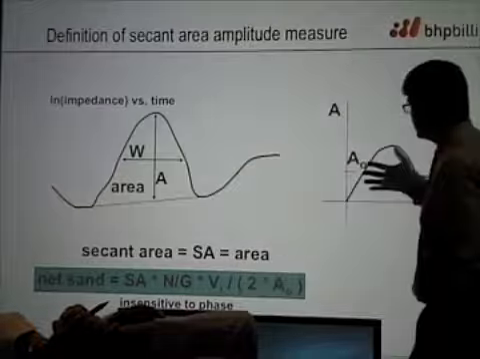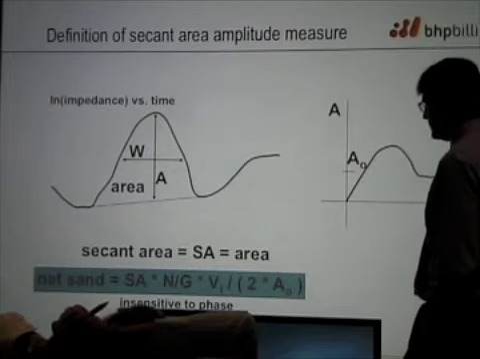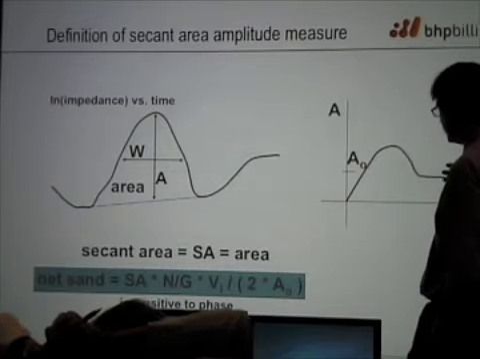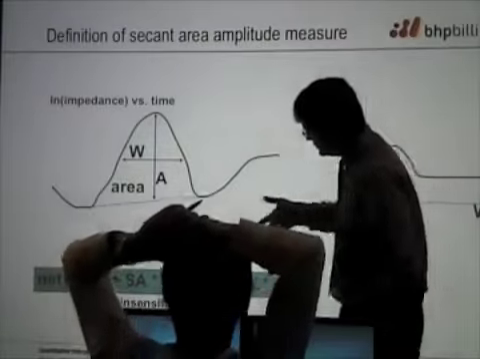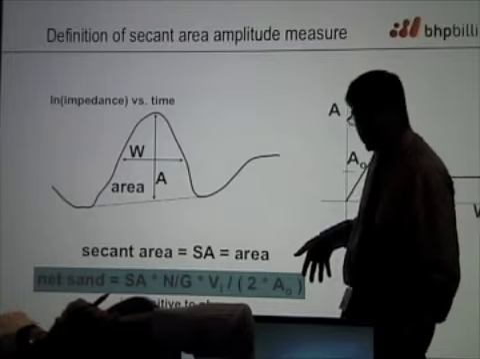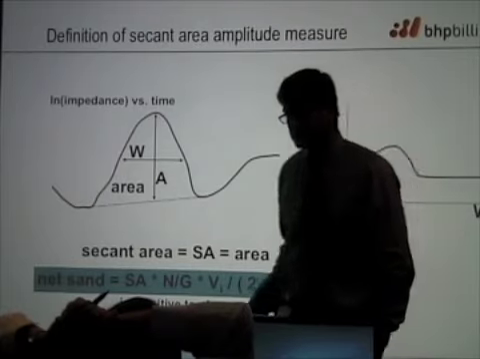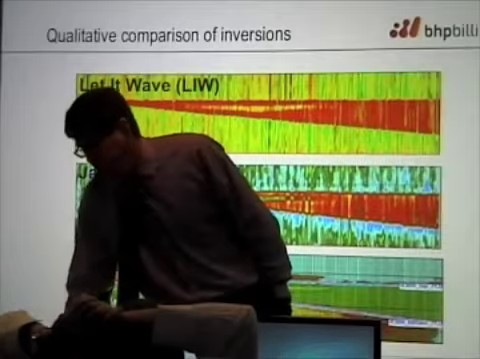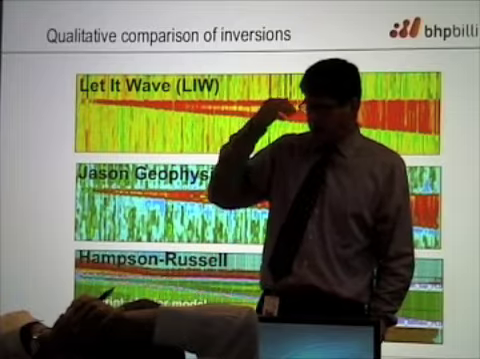You also can do the same thing with secant areas and amplitudes. You can define your A naught and just substitute secant area for composite amplitude thickness, and the formula remains the same.